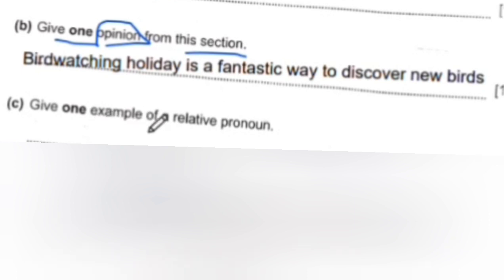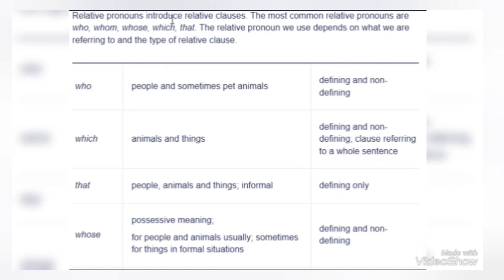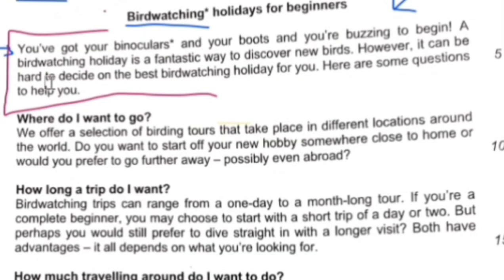So C: give one example of a relative pronoun. Before we check the text, we need to know what I mean by relative pronoun in the first place. They introduce a relative clause. The most common relative pronouns are who, whom, whose, which, and that. The relative pronoun we use depends on what we are referring to and the type of relative clause. Who refers to people, which is for animals and things, that is for people, animals, and things and is informal, and whose is for possessive meaning. So let's get back to the text and try to find any of them. Here it is: that. Let's write it down and go for our next question.